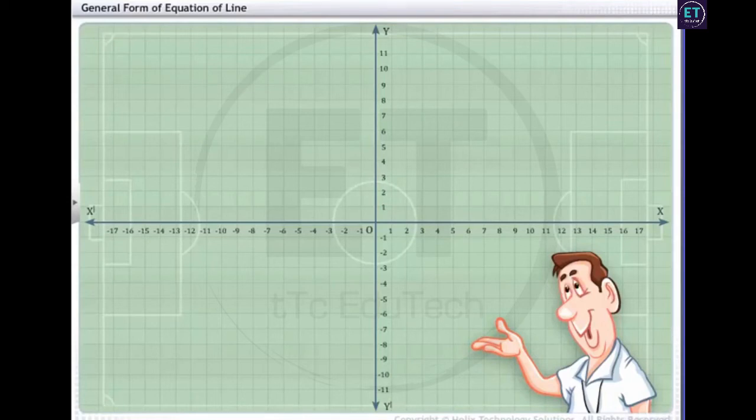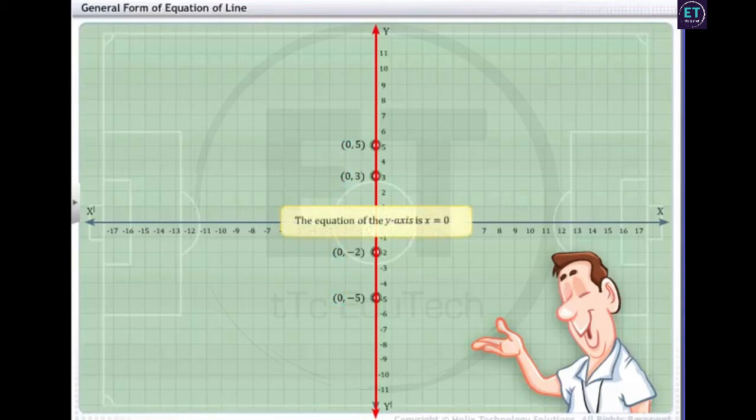Assume that at some point of play, the positions of the players are at (0, 5), (0, 3), (0, -2), and (0, -5) on the field. If you join all these points, you get a line which coincides with the Y-axis. This is because all these points lie on the Y-axis where the value of the X coordinates is equal to 0. In other words, the equation of the Y-axis can be written as x equals 0.